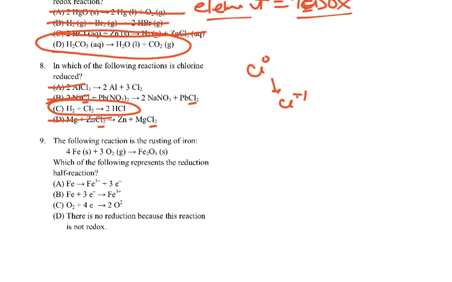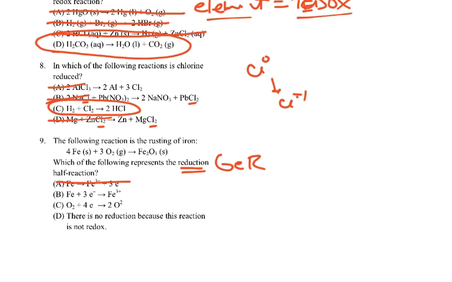Number 9, the following reaction is the rusting of iron. Which of the following represents the reduction half reaction? Reduction means that they're gaining electrons. Gaining electrons is reduction, so we're looking for electrons on the left side. Okay, so we can knock this off. That's not true. It could be one of those two.